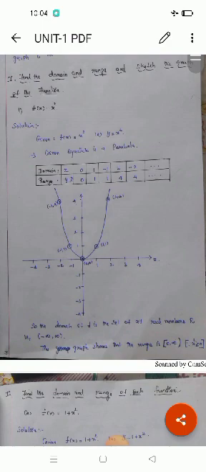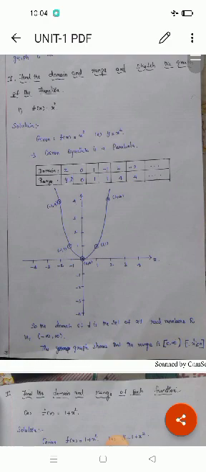Similarly, we can substitute the remaining values. So generally, the values start from 0, 1, 4 up to etc. This is the value for y. So our input is all the real numbers 0, 1, minus 1, 2, minus 2 up to etc. That means from minus infinity to plus infinity. That is our domain.